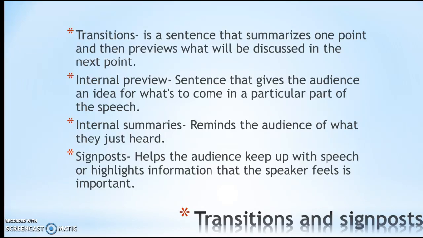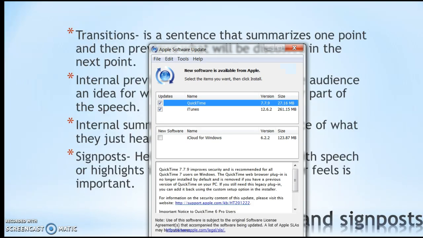Internal preview: a sentence that gives the audience an idea of what's to come in a particular part of the speech. So maybe you say, in conclusion, we discuss this and this. So saying to your audience what's to come next, giving them a little heads up on what you'll be discussing next, is what an internal preview is. An internal summary reminds the audience of what they've just heard. So maybe like, now we just focused on this, we're going to focus on this. That could be an example of what you just heard.